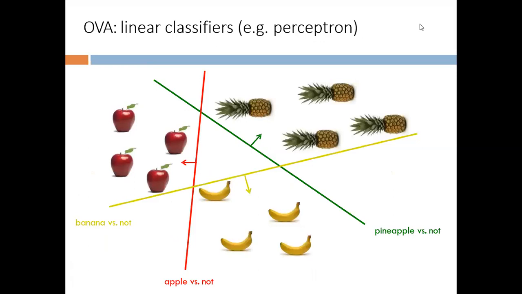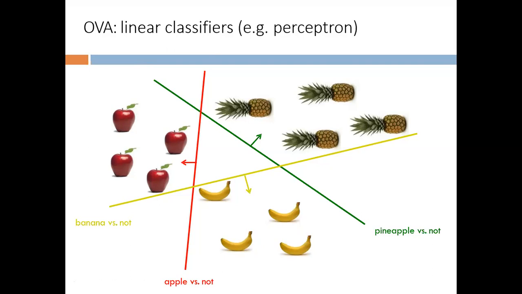We can visualize our three different binary classifiers for performing the multi-class classification. The first binary classifier, indicated with the red line, performs the classification of apple versus the rest of the fruits. The second binary classifier, indicated with the green line, performs the classification of pineapple versus the rest of the fruits. And the third binary classifier performs the classification of banana versus the rest of the fruits.